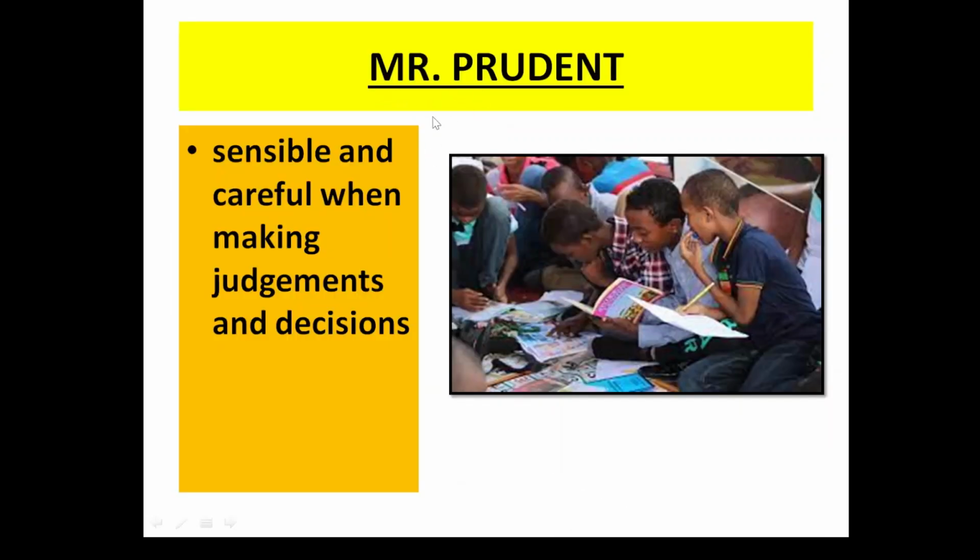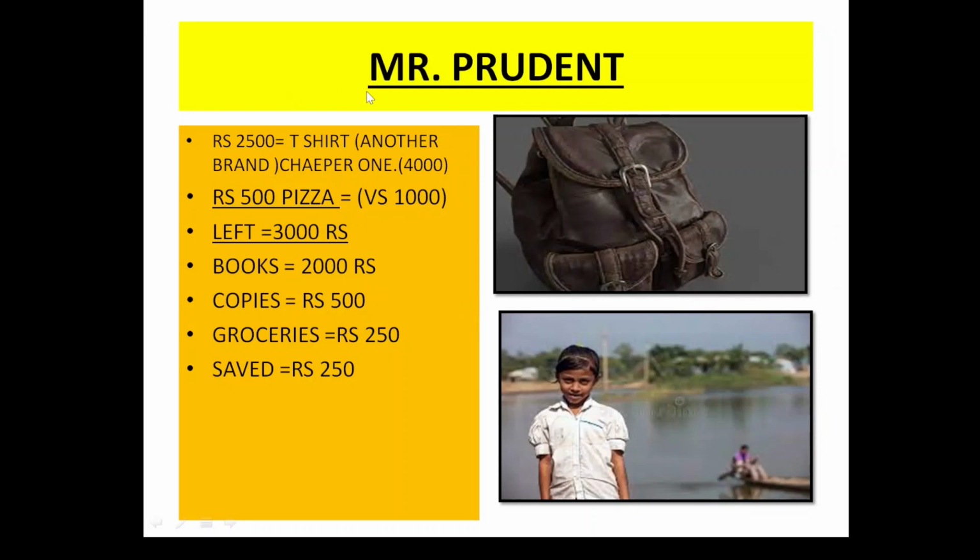Now coming on to the third friend. Name is Mr. Prudent. And what is the nature of Mr. Prudent? Mr. Prudent is a boy who makes very sensible and very careful decisions after analyzing the situation. See what I mean. Mr. Prudent also went to the market and he also had rupees 5,000 in his hand. But when he was going to the market, he saw a beautiful t-shirt which was costing rupees 2,500. So he bought it. Then he was feeling hungry, so he ate a pizza of rupees 500.